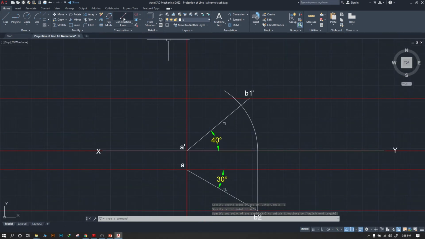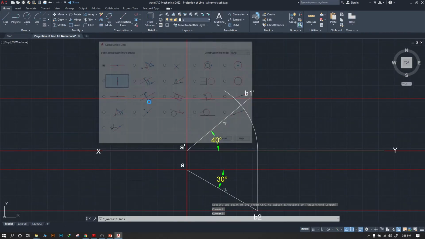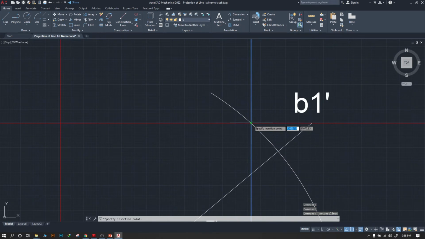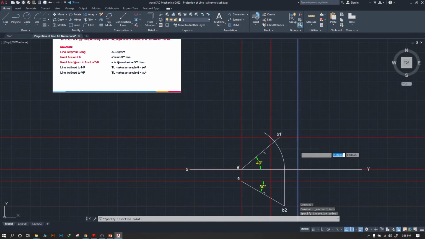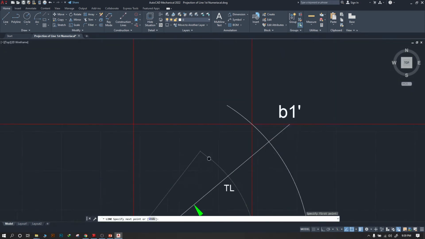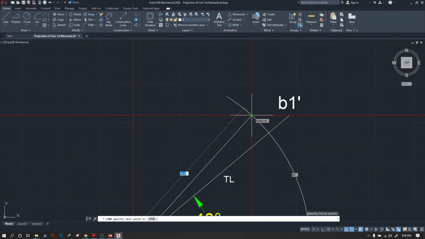Now we will take the construction line, a vertical construction line, and where this arc and the locus of B intersect, we will mark again one construction line to draw the point from A dash and mark here B dash.